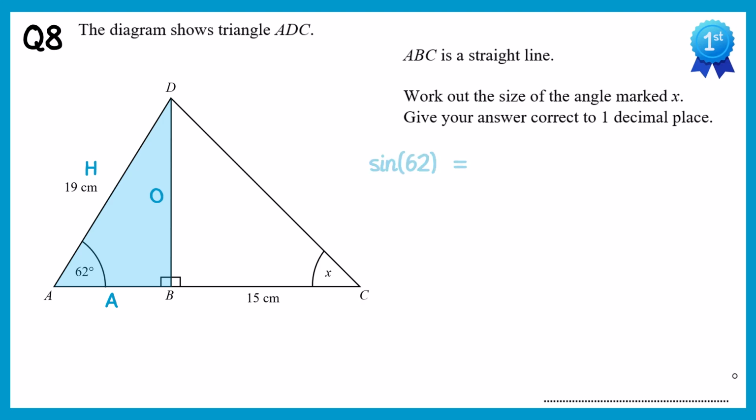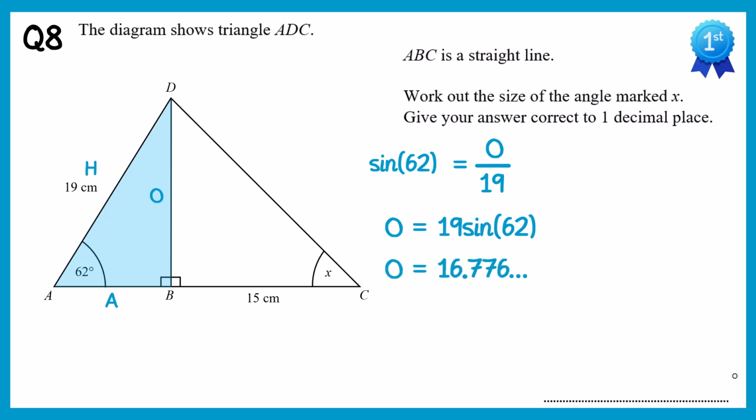So you can write down that sine of 62 is equal to the opposite, which we don't know, so we'll just call that O, over the hypotenuse, which is 19. If you now multiply both sides by 19, you find that the opposite is 19 times sine 62. If you type this into your calculator, you'll get the opposite as 16.776 and so on. So let's replace this side, which we called the opposite, with 16.776 and so on.